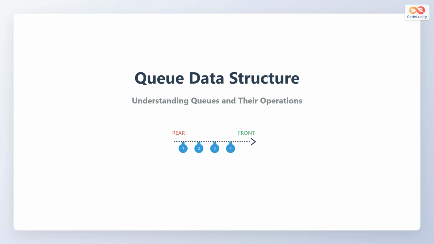Welcome to the tutorial on queue data structure. Today we will explore the concept of queues and their operations. A queue is a fundamental concept in computer science, widely used in various applications for managing data in a specific order. Let's dive in to understand queues and their operations.